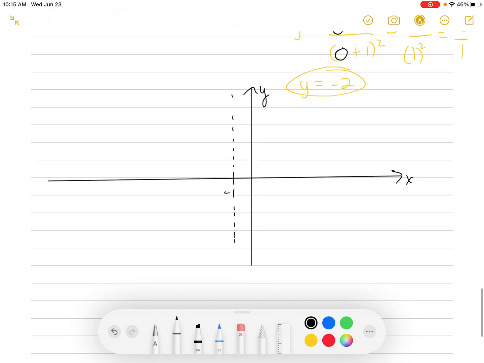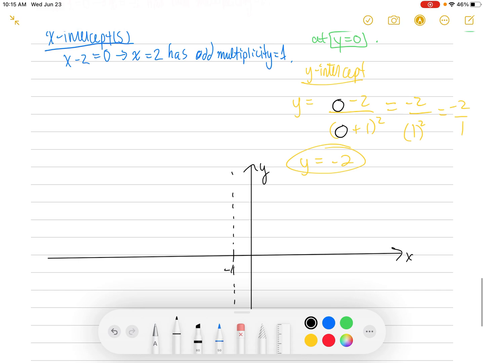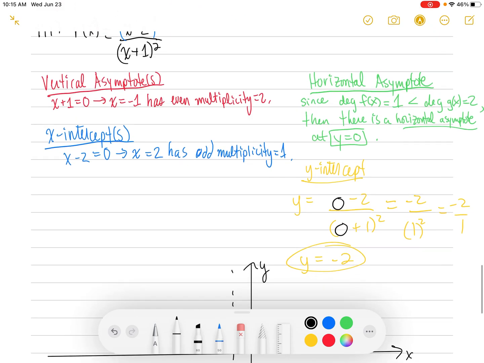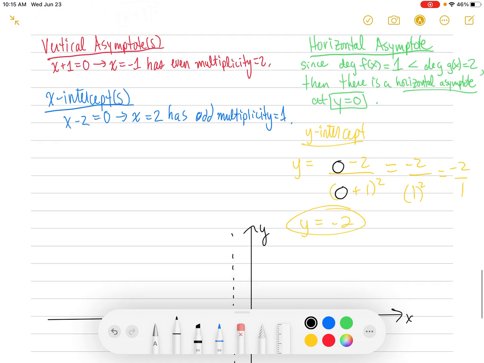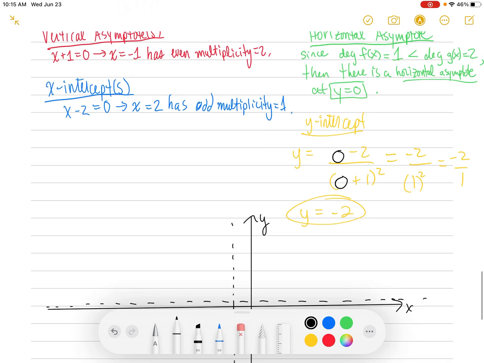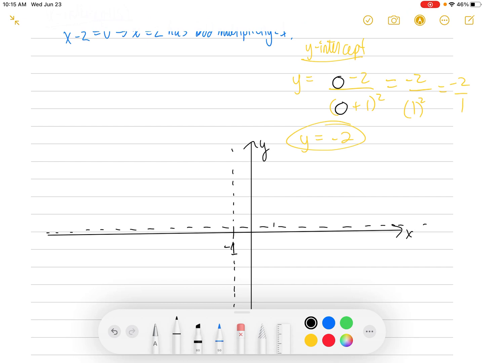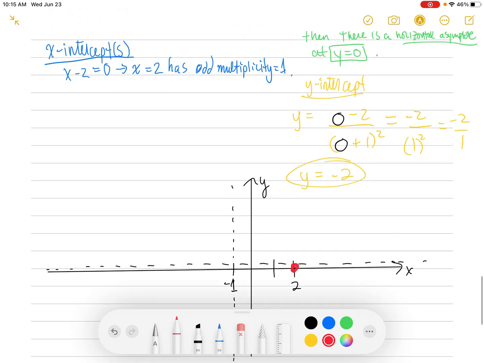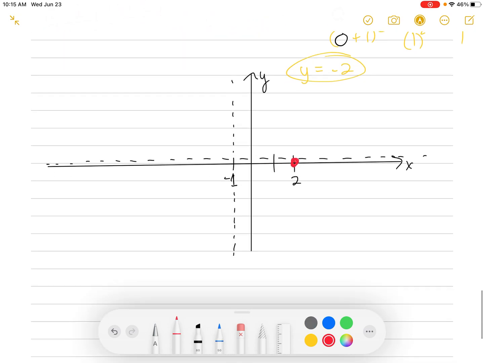So we're going to put down our vertical asymptote at -1 here. We're going to put down our x-intercept. Horizontal asymptote here at y equals 0. It's the same as the x-axis. We're going to put down an x-intercept at +2, that's (2, 0). So I'm actually going to put a red dot there for our graph, and we have a y-intercept at -2. So I'll put a red dot there.